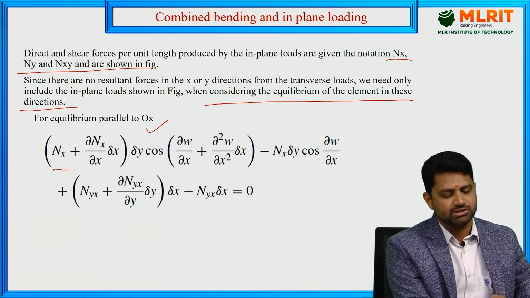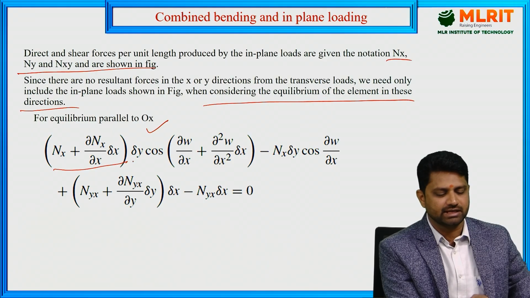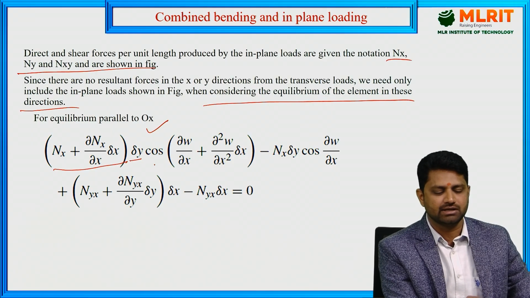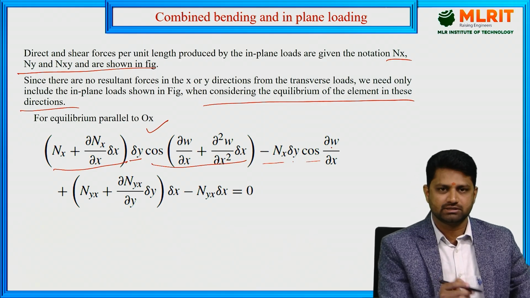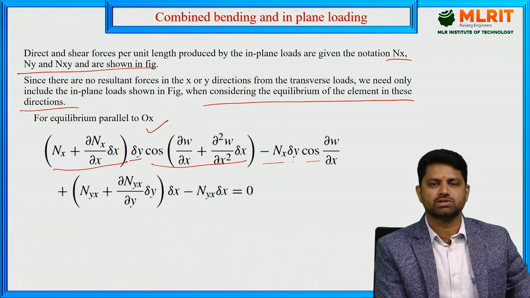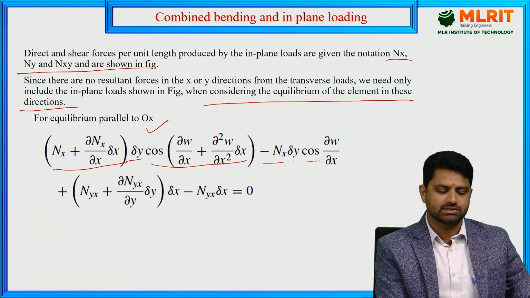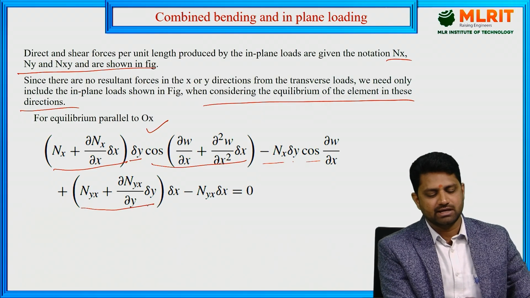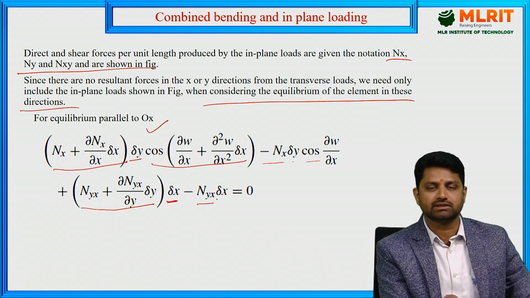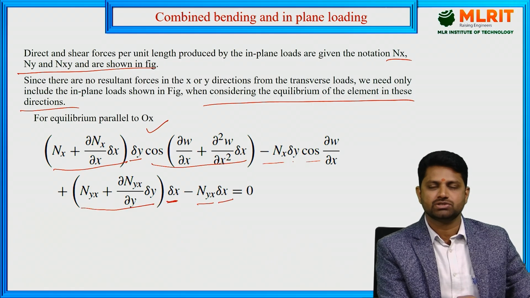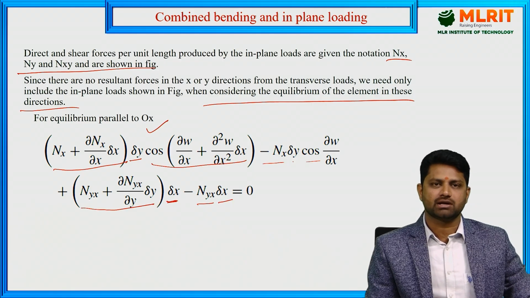So Nx plus dou Nx by dou x into delta x, into delta y, that you have to multiply with the edge, and then cos of the angle, minus Nx delta y cos of the angle, that we have to take. And we have seen that Nyx is also parallel to OX axis. So Nyx increment, and it is acting on which edge? Delta x, Nyx multiplied with the delta x edge. So this is the force equilibrium parallel to x axis.